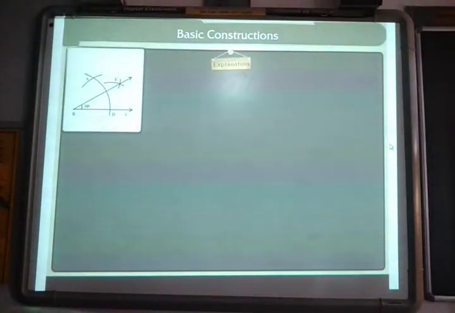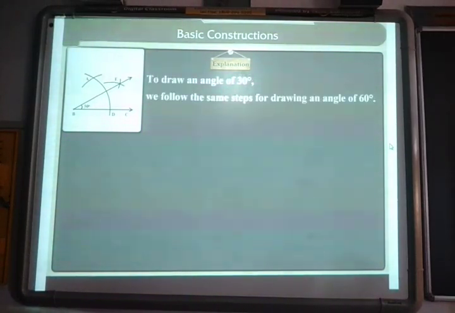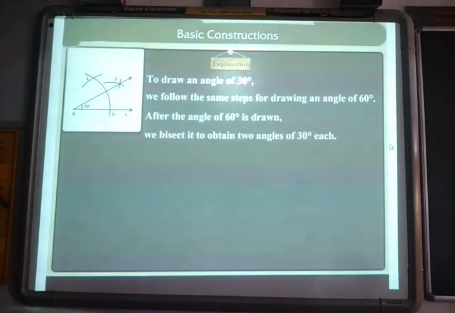We keep the same radius for all the arcs that we draw in order to construct an angle. To draw an angle of 30 degrees, we follow the same steps for drawing an angle of 60 degrees. After the angle of 60 degrees is drawn, we bisect it to obtain two angles of 30 degrees each.